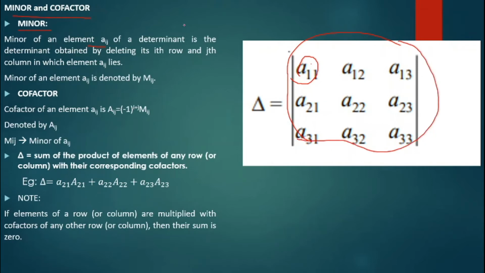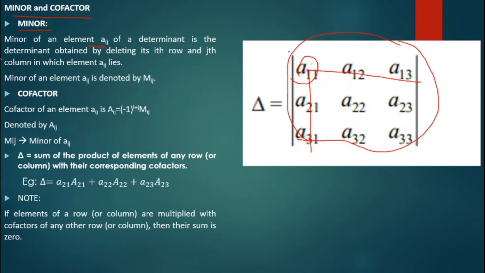Okay, the minor is the determinant obtained by deleting the ith row and jth column in which the element aij lies. So what is remaining? A22, A23, A32. So this determinant we find, and that is your minor of A11.